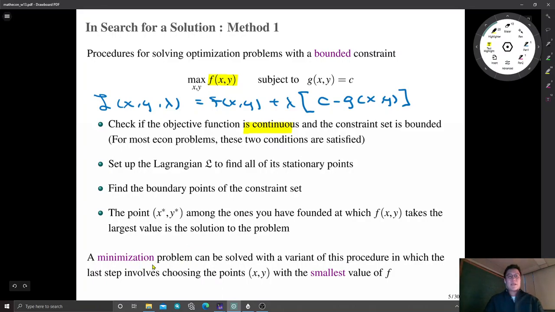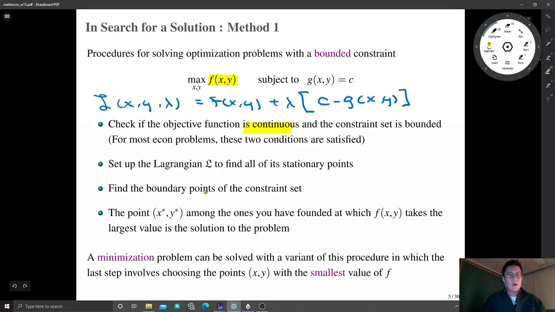And in case of a minimization problem, among these points, the point where the function takes the smallest value becomes the solution. Okay? So one advantage of this method is we can find out global max and global min at the same time. We don't need any other procedure. Just by following this procedure, we can find out global max and global min simultaneously.